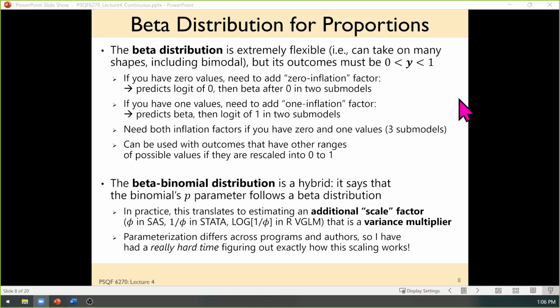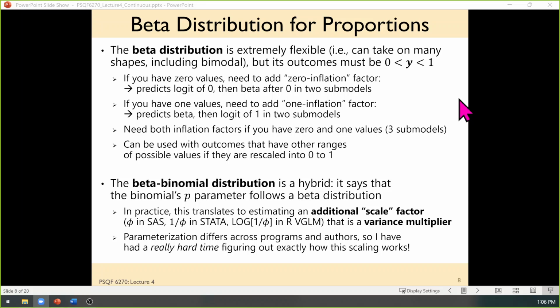So then if you want to use beta, if you have zeros and ones, you would have to deal with those with separate submodels. So if you have zeros and you want to use a beta distribution, you would have to add in a predict-it-if-it's-zero submodel. If you have ones, you'd have to add in another submodel to predict a one value. And if you have both, then that would take 3 submodels.